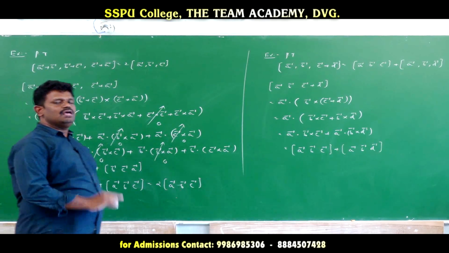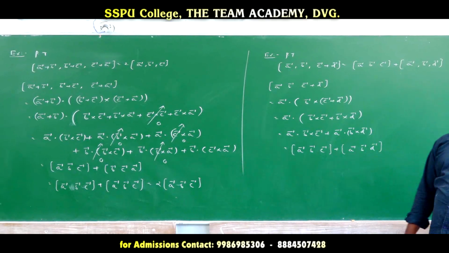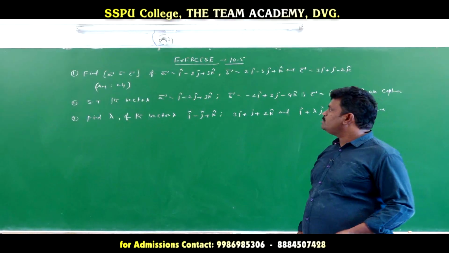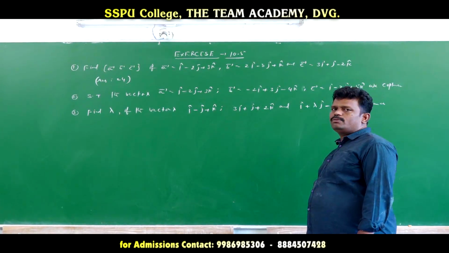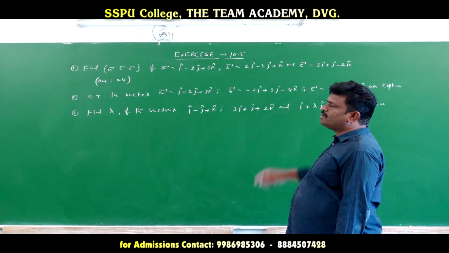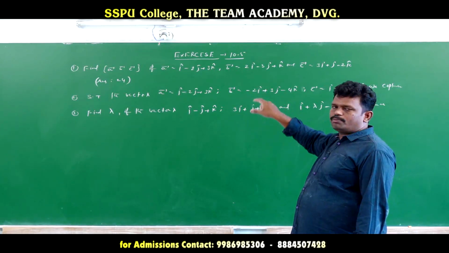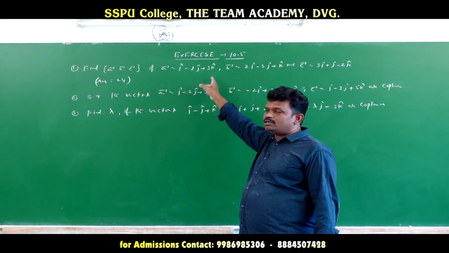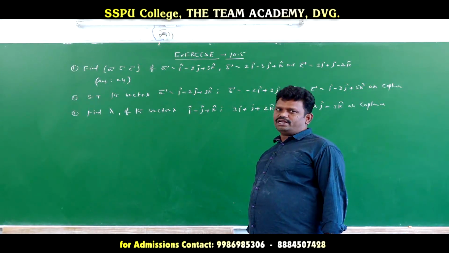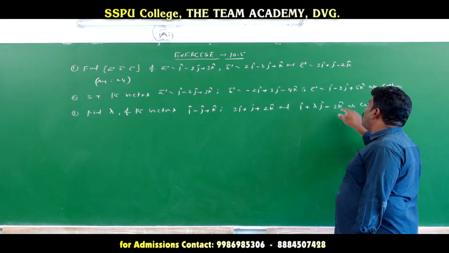Now these two are important questions for board and competitive exams. Right, in exercise 10.5 of the appendix exercise, find box of A bar B bar C bar. Already told how to get the box value: the determinant of components, written row-wise. We already explained that method also. So if you get the answer 24, that is the first question. And the second one: show that the vectors A bar B bar C bar are coplanar.